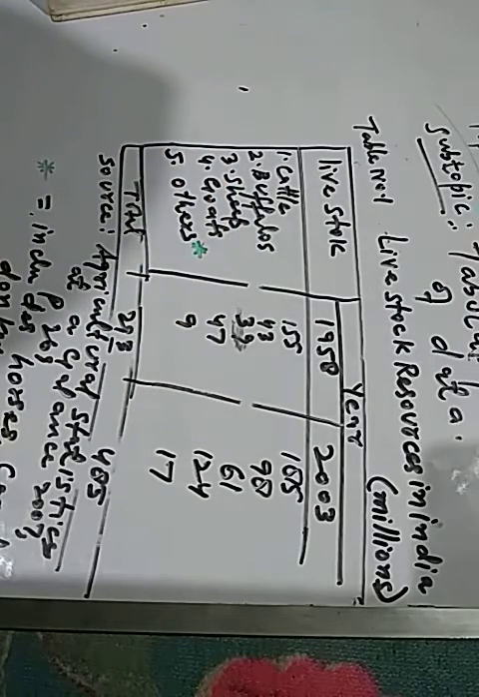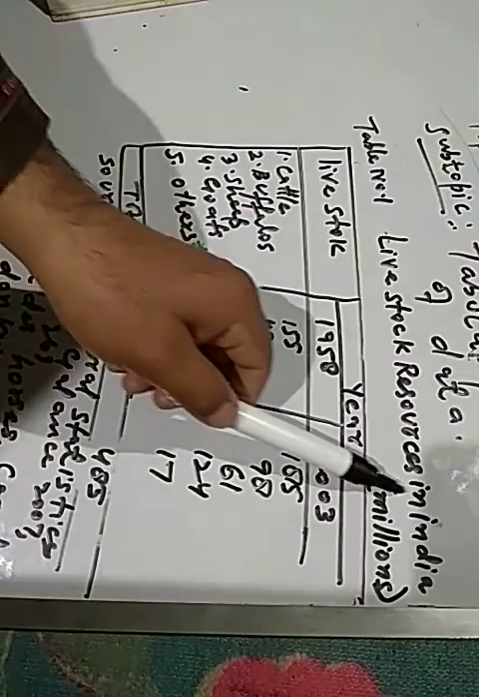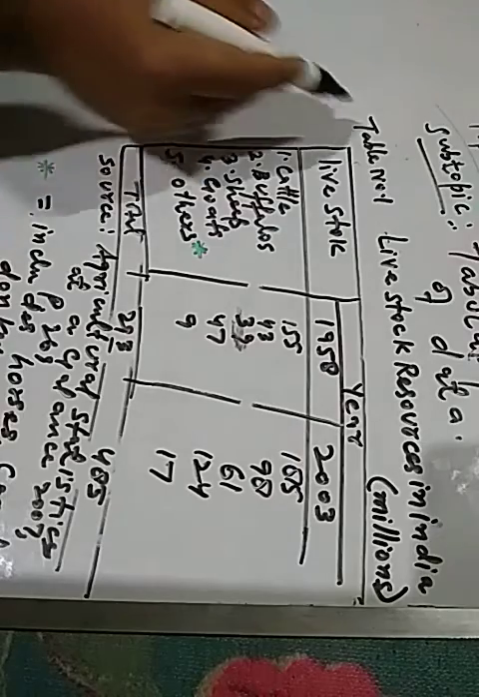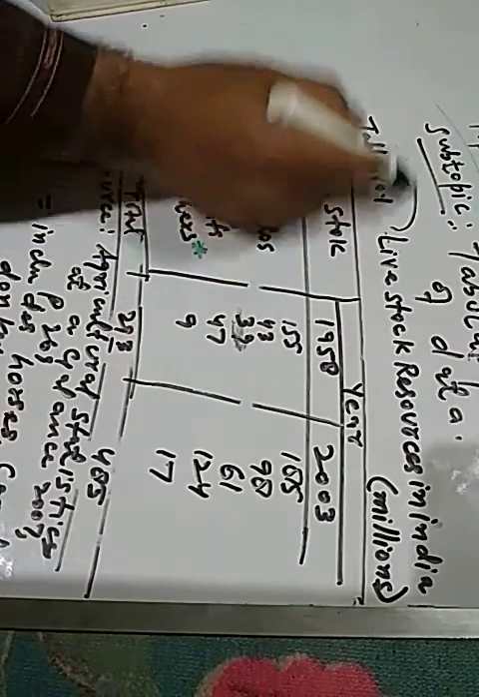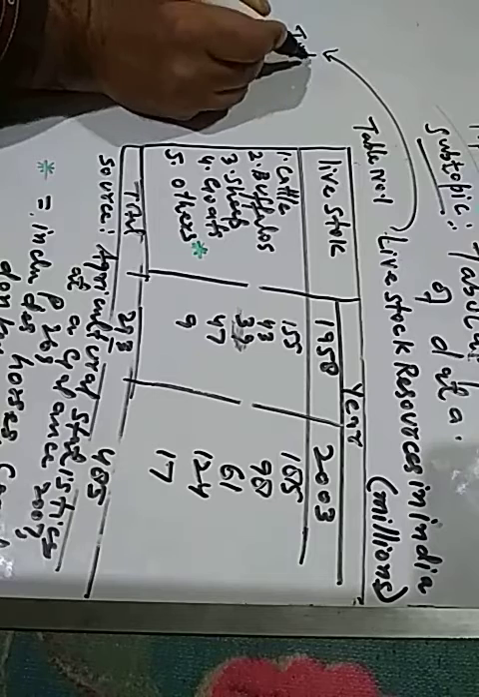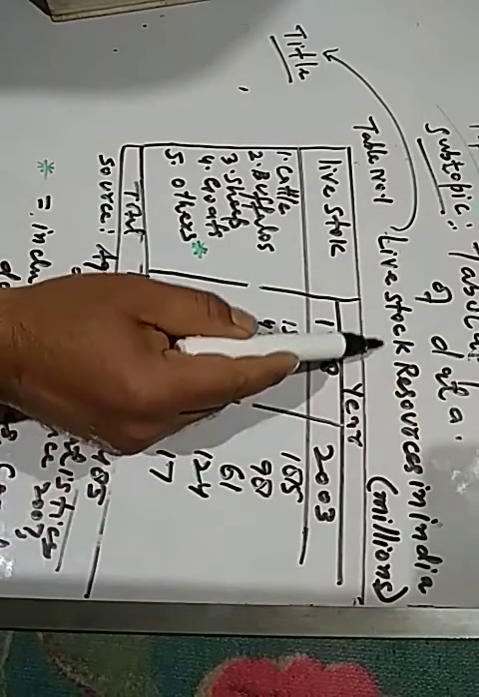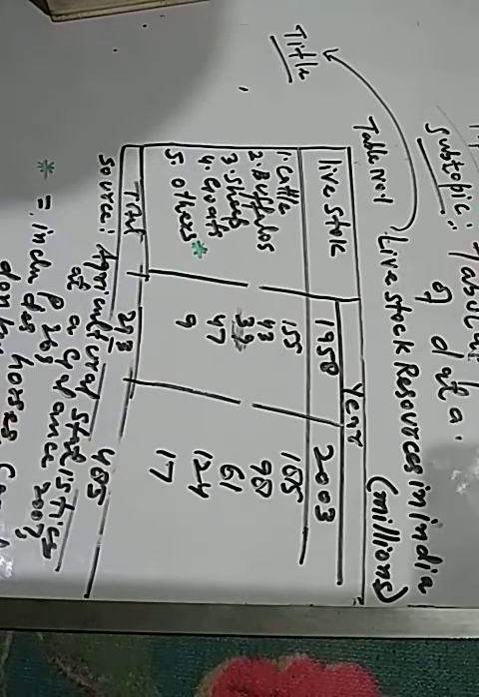And the second component of the table is the title of the table. That is the title of the table, Livestock Resources in India, which shows the type of data information shown in that table. And this livestock data may be in lakhs, in thousands, in crores, or in millions. Here, because it is the data of a country, it is shown in millions.